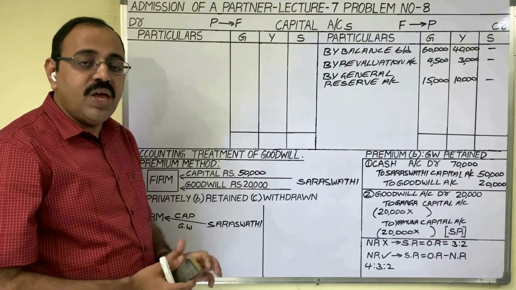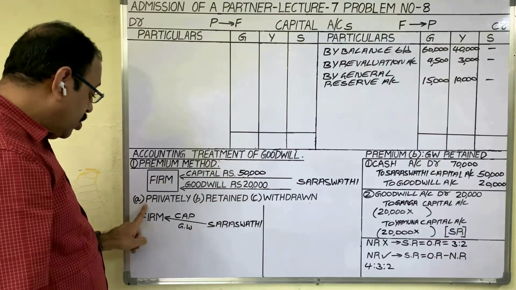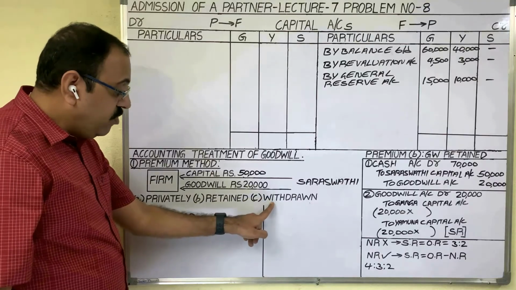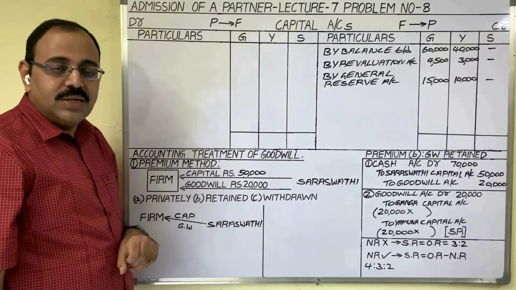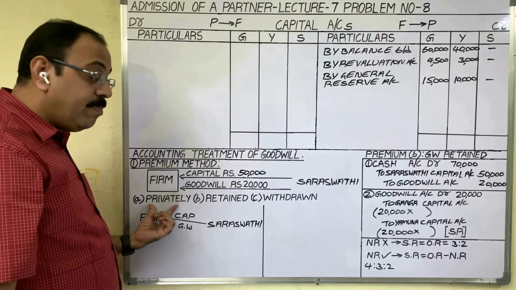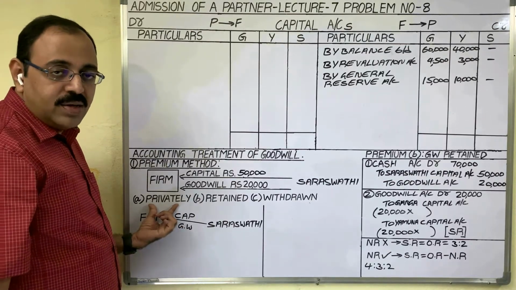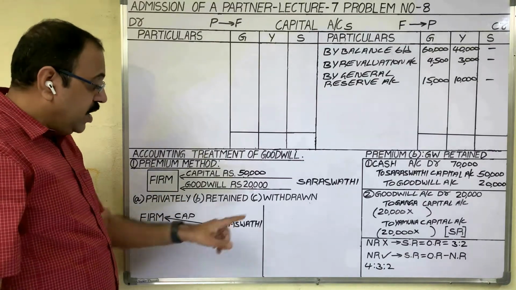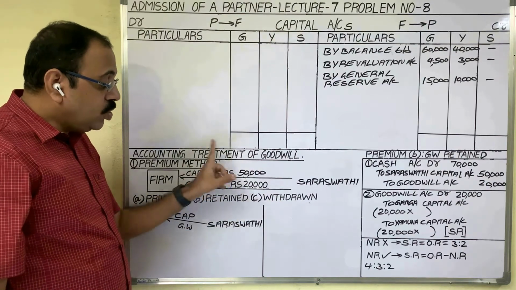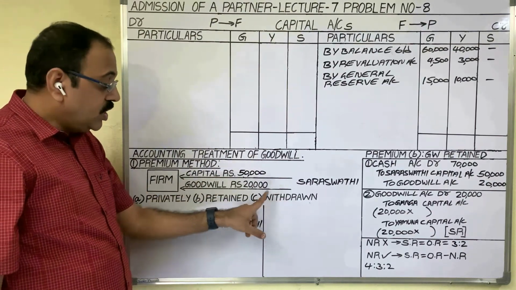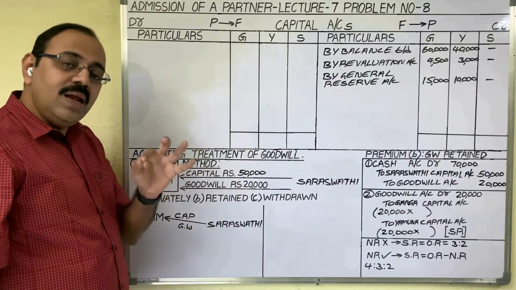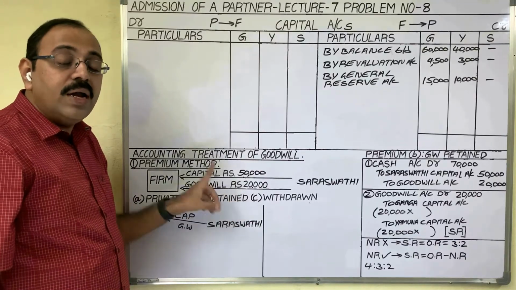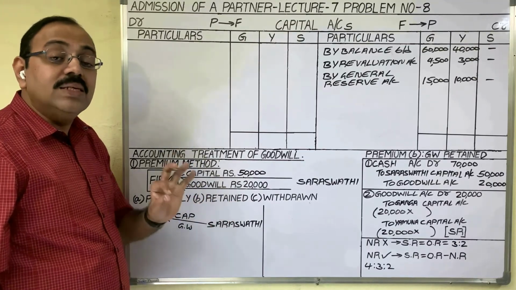In the premium method, we have three sub-methods: goodwill paid privately, goodwill retained in the business, and goodwill withdrawn by the old partners. In the question, it is not given that goodwill should be paid privately by the new partner. So it is not premium A. And it is not given that the old partners should withdraw the goodwill amount. So this is not premium C. And clearly it is mentioned that goodwill should be retained in the business. So under premium B, we have to adjust the goodwill.